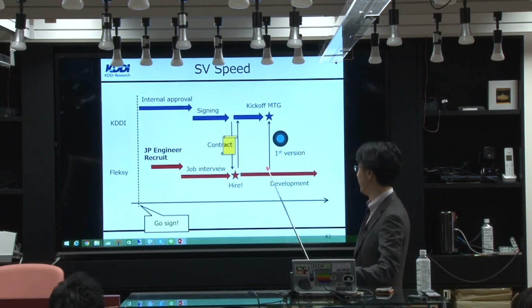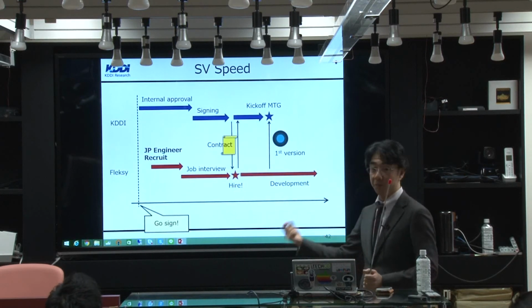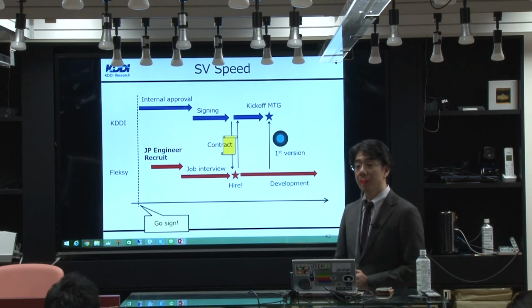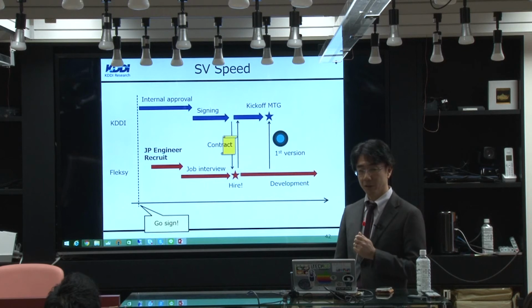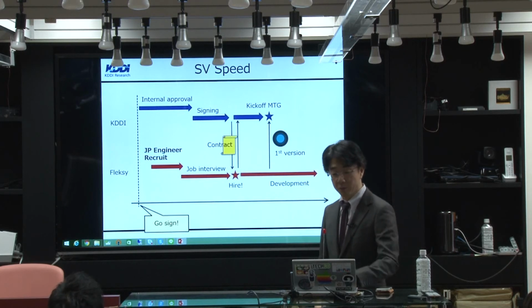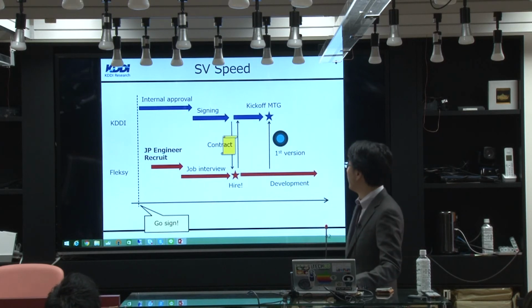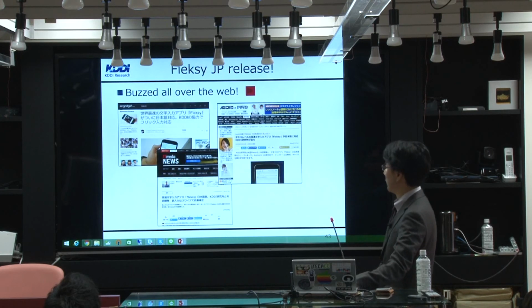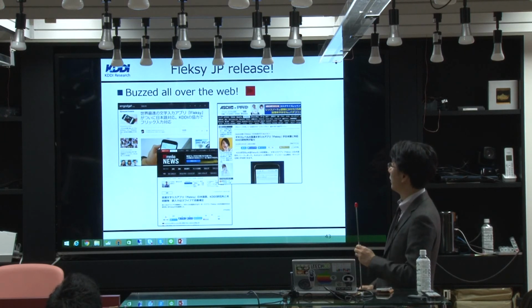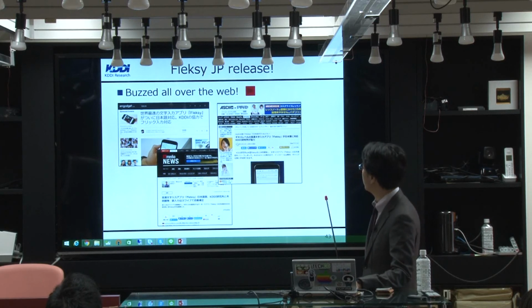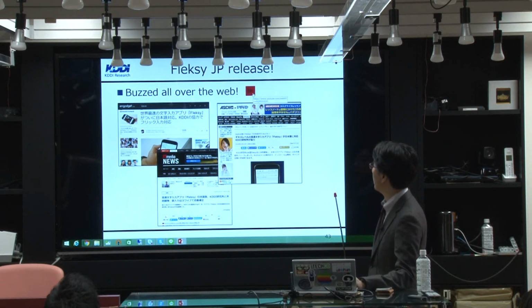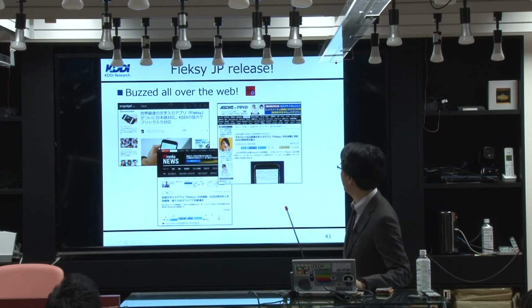Of course, the first version didn't work smoothly. It was very slow, and it didn't even change the correct kanji for very simple words. But it somehow worked, and after several months, we were able to release the Japanese version of the app.